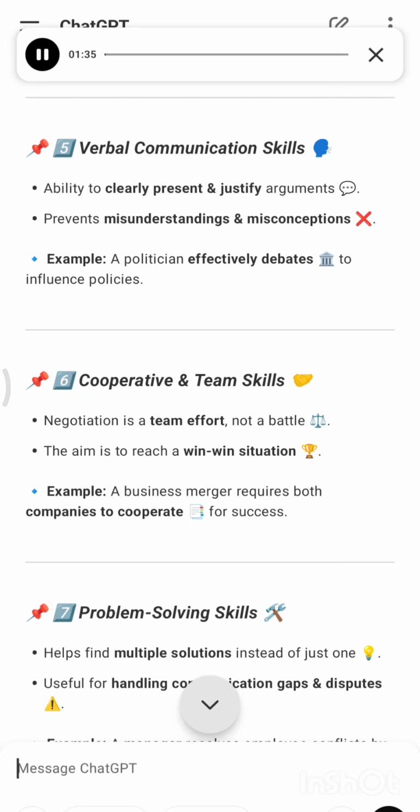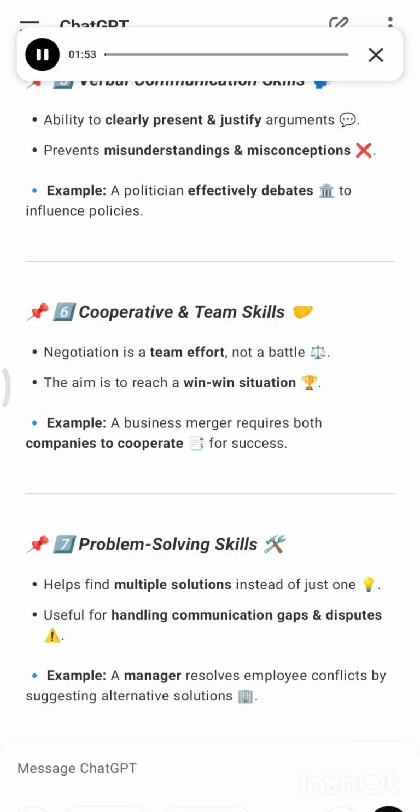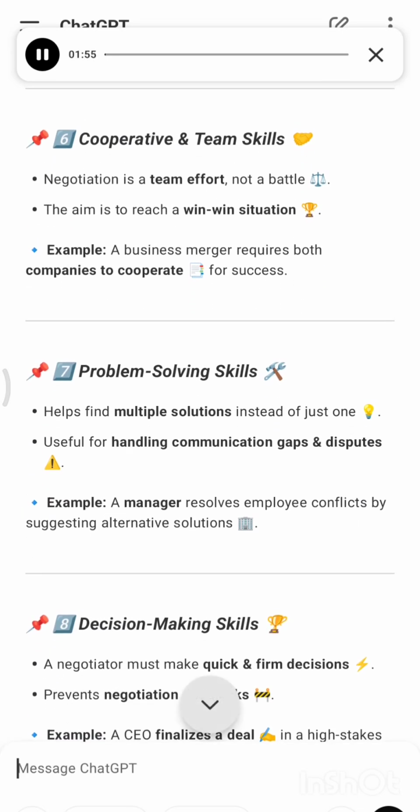6. Cooperative and team skills. Negotiation is a team effort, not a battle. The aim is to reach a win-win situation. Example: a business merger requires both companies to cooperate for success. 7. Problem-solving skills. Helps find multiple solutions instead of just one. Useful for handling communication gaps and disputes. Example: a manager resolves employee conflicts by suggesting alternative solutions.